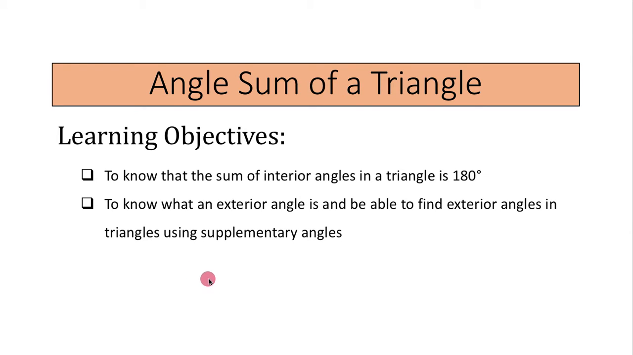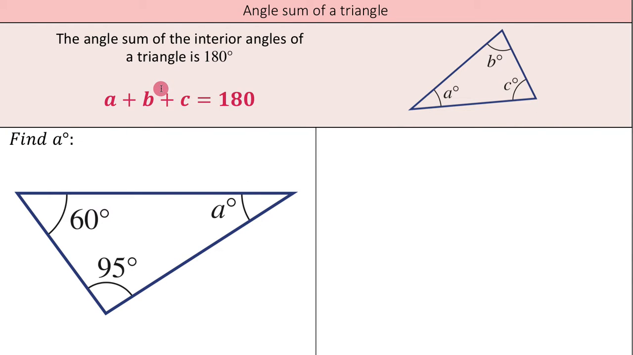Hello class, in this lesson we're going to be talking about the angle sum of a triangle. Our learning objectives are going to be to know that the sum of interior angles in a triangle is 180 degrees and to know what an exterior angle is and be able to find exterior angles in triangles using supplementary angles.